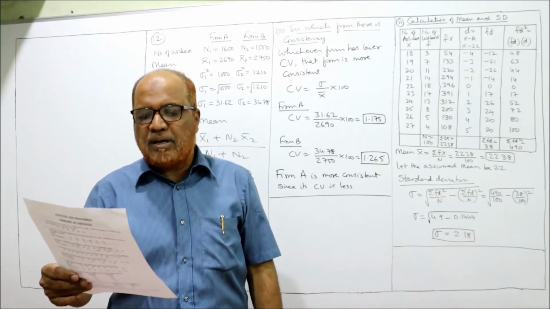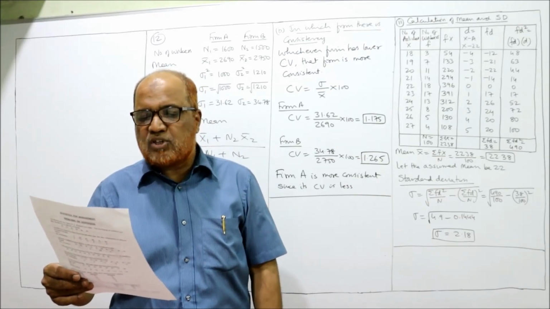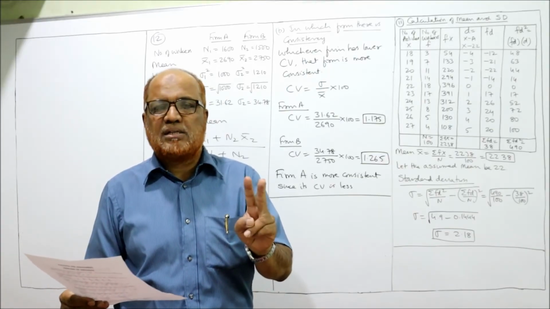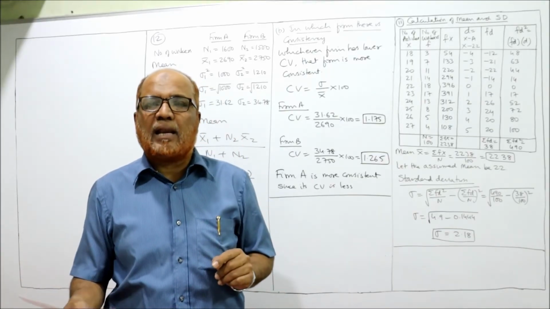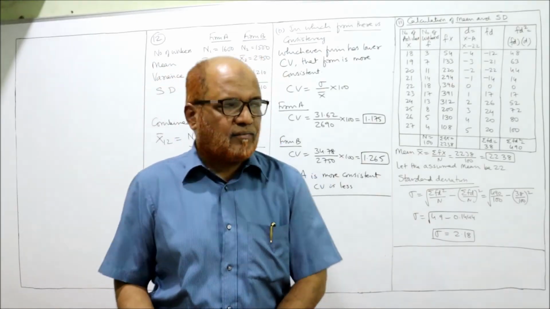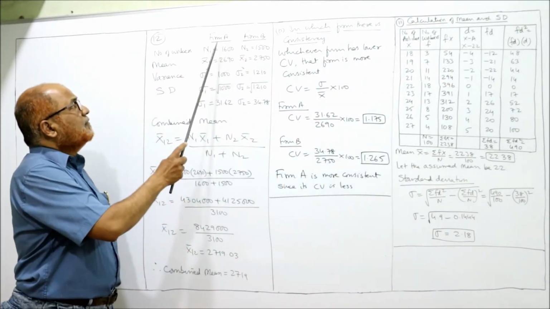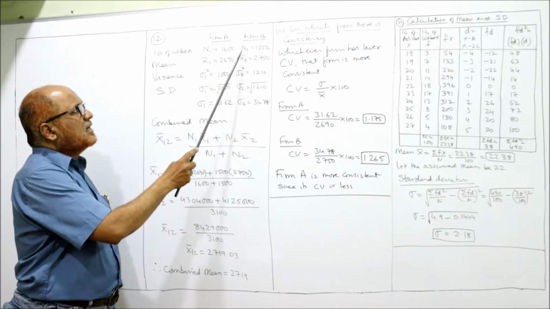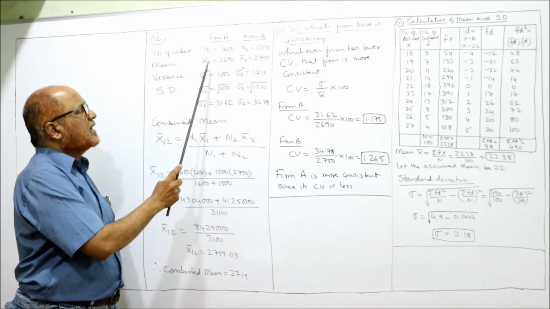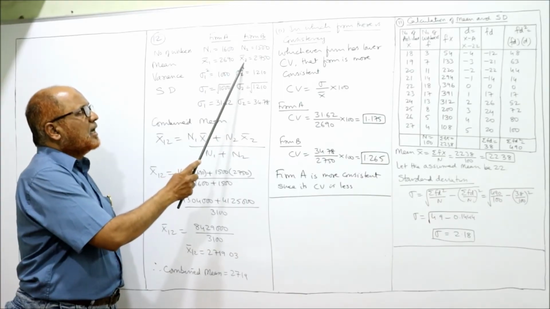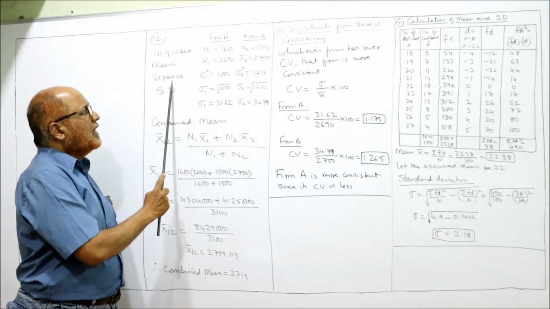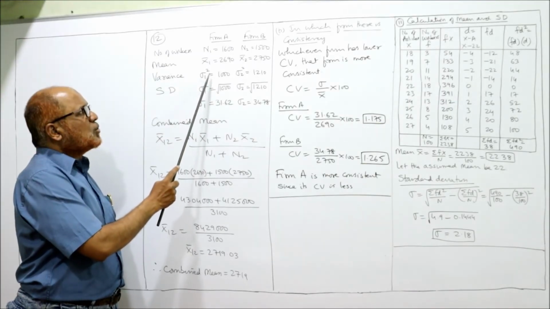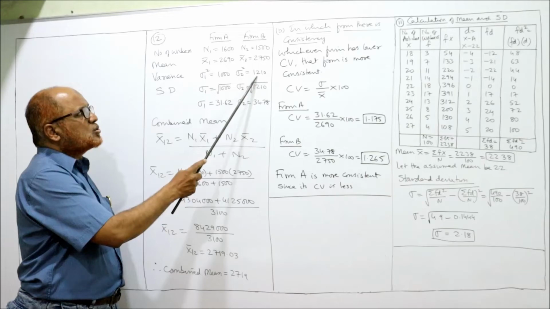Find out the combined mean and in which firm there is consistency. So two questions are asked. The first question is asking you to calculate the combined mean. See carefully. Firm A, firm B, 12th problem. For number of workers, N1 is 1600, N2 is 1500. Mean value, X bar 1 is 2690, X bar 2 is 2750. Variance means standard deviation square. So sigma 1 square is 1000, sigma 2 square is 1210.